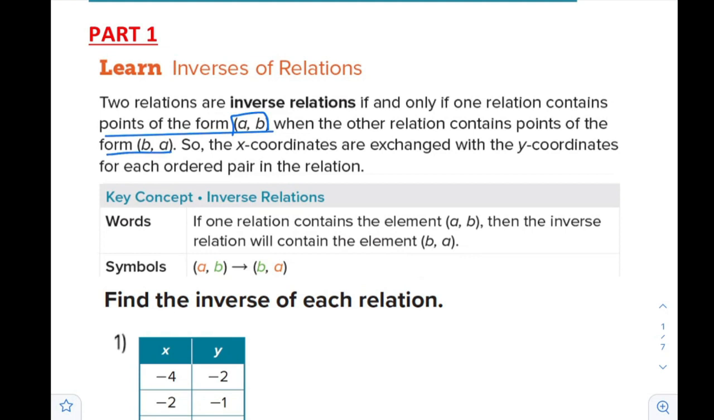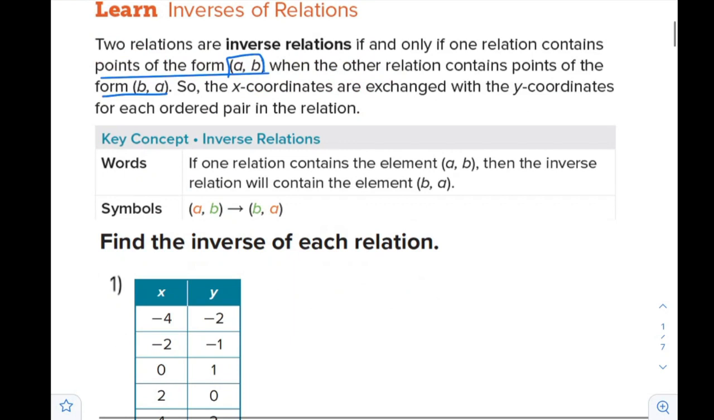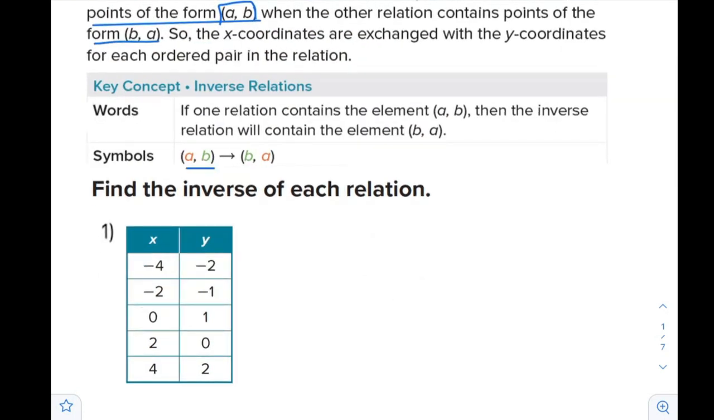Switch X and Y coordinates. X becomes Y, Y becomes X. Simply, this is the inverse relation. So the X coordinates are exchanged with the Y coordinates for each ordered pair in the relation. And this is the summary. In symbols, if (A, B) is in one relation, then the inverse includes (B, A).